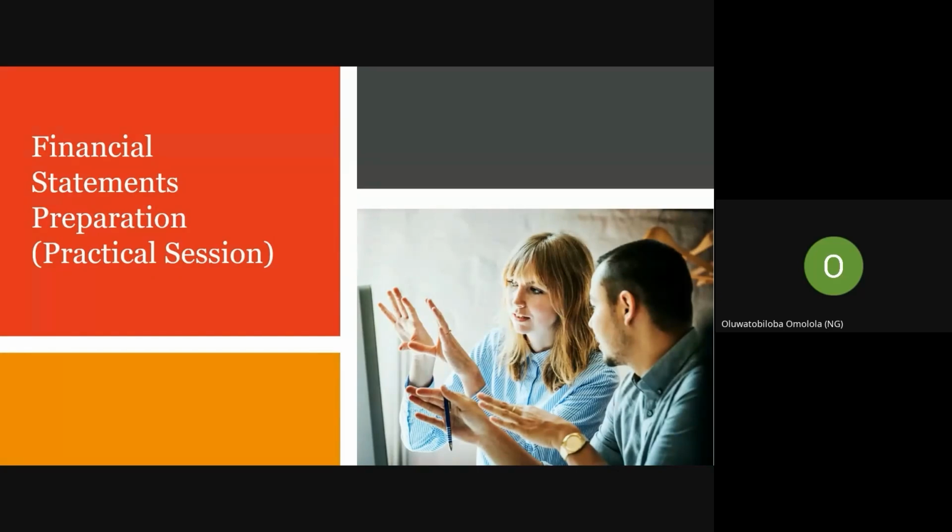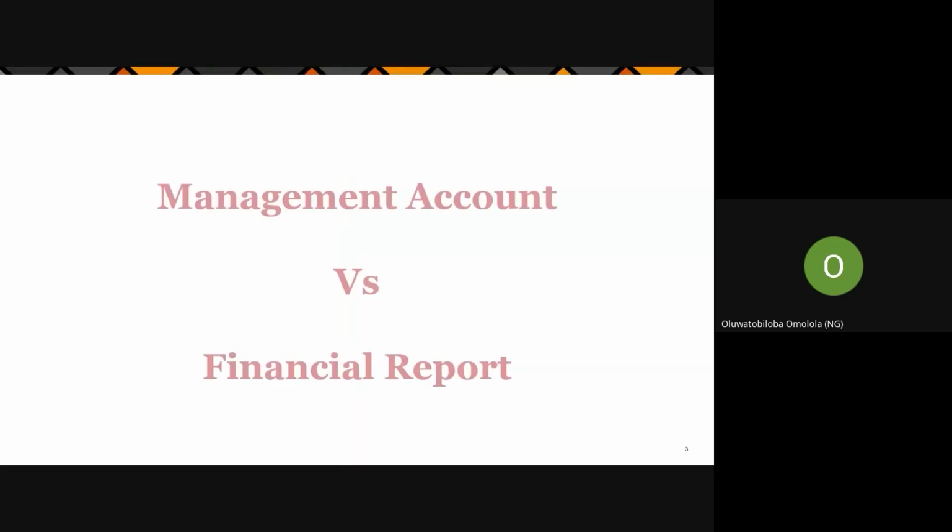So a financial statement shows the financial result of every organization. Every organization needs a financial statement because we need to know whether we have made profits or losses, how many assets we have, who we are owing, and how much is my own money. A financial statement shows all of that for an organization. So today we're going to be looking at how we prepare these financial statements.